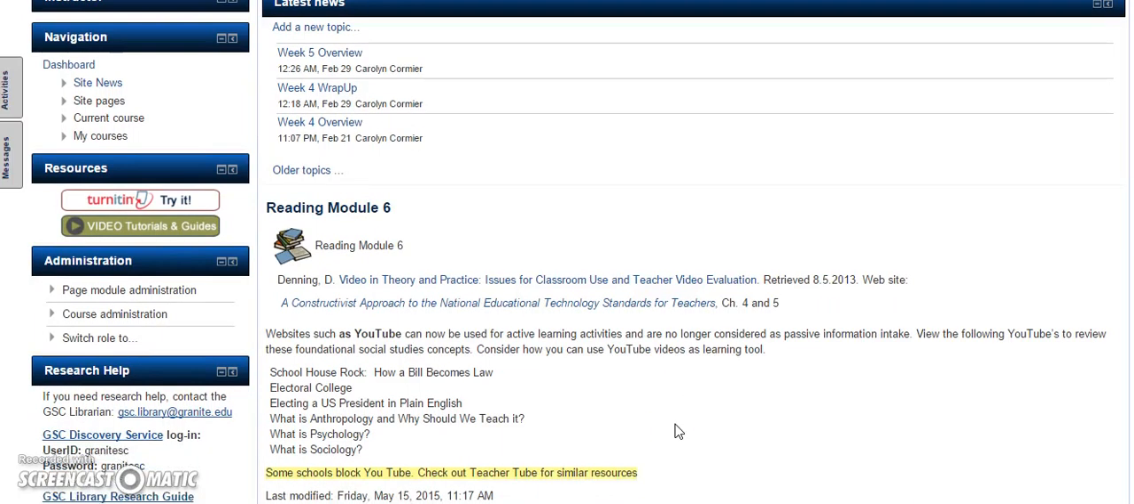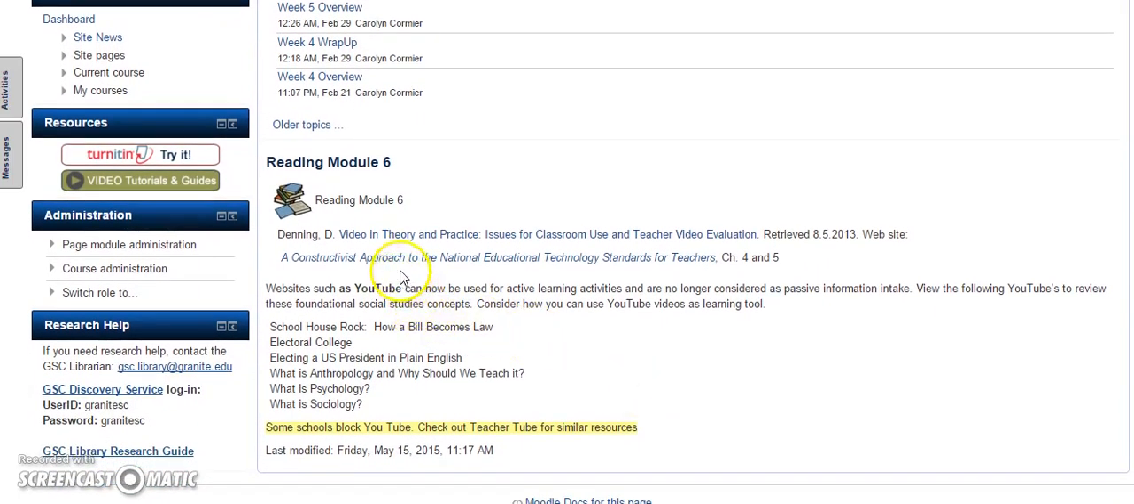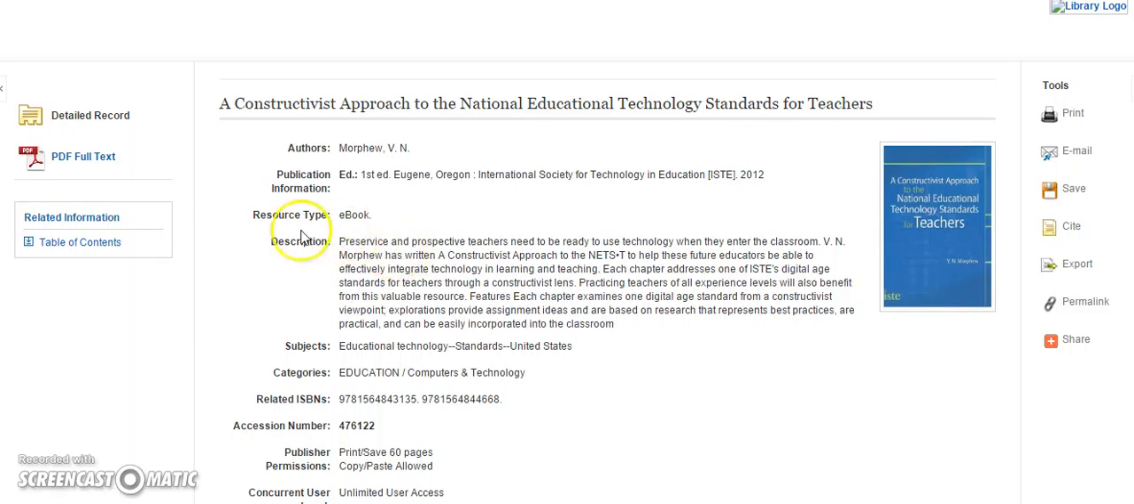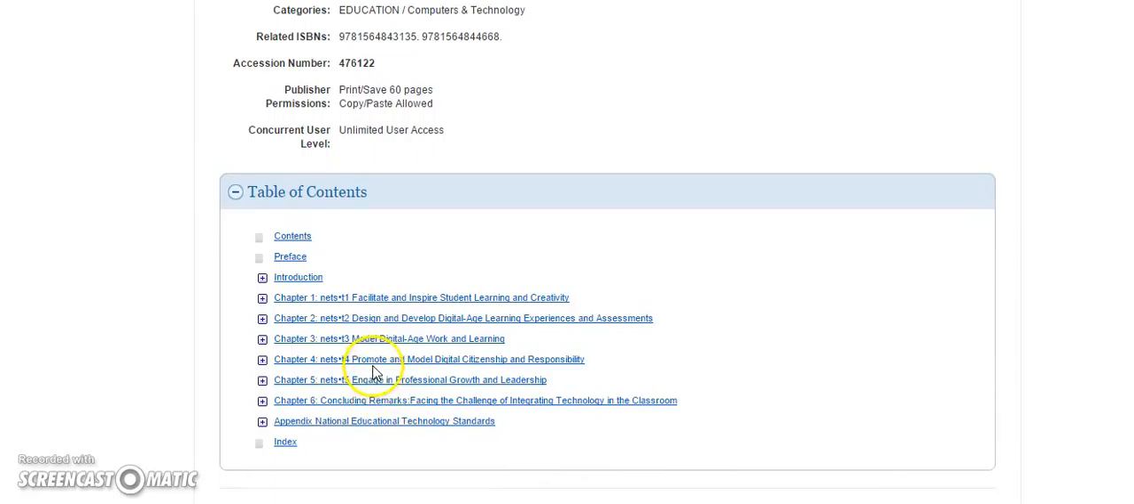The next thing you'll be doing is spending some time completing your readings for this module, particularly if you're watching a video about theory and practice in the classroom with a teacher video evaluation, which is a very interesting upcoming topic. And also you'll be exploring the constructivist approach again, but this time in particular to the NETS technology standards. In particular, this week, I'd like you to look at Chapter 4, Promoting and Modeling Digital Citizenship and Responsibility, and Chapter 5, which is Engaging in Professional Growth and Leadership.